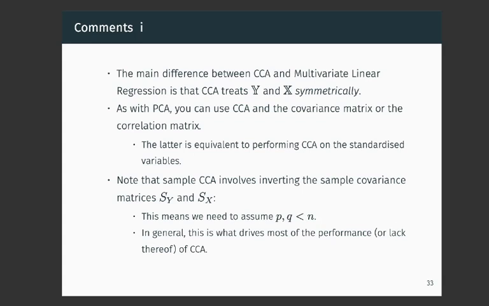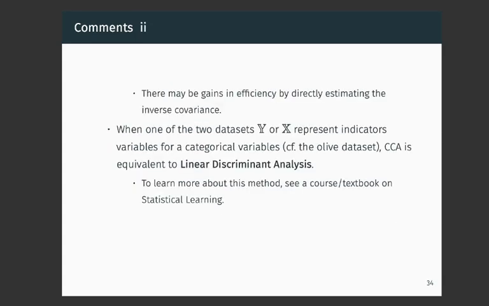Note that sample CCA involves inverting the sample covariance matrices SY and SX. And so in particular, this means that we need to assume both P and Q are less than N. And so we have more observations than variables. Otherwise, the matrices will not be invertible. And in general, this is what drives most of the performance or lack thereof of CCA. What I mean by this is that when we have a very small sample size, this is usually when we don't get very good canonical variates, or we get very low canonical correlations. And so there may be gains in efficiency by directly estimating the inverse covariance matrices, but we won't discuss this in this lecture.